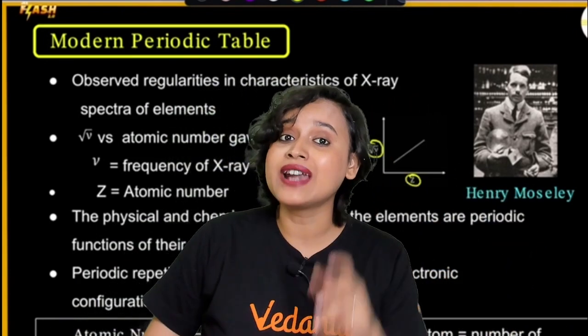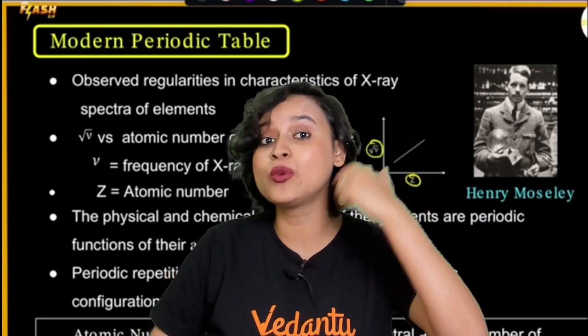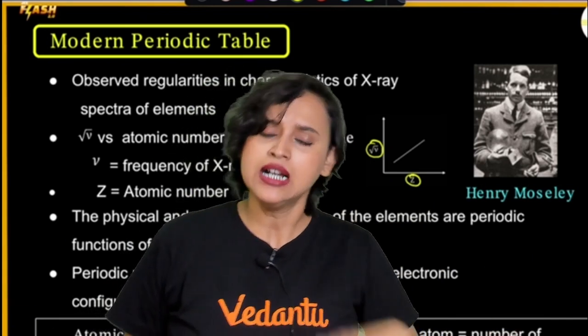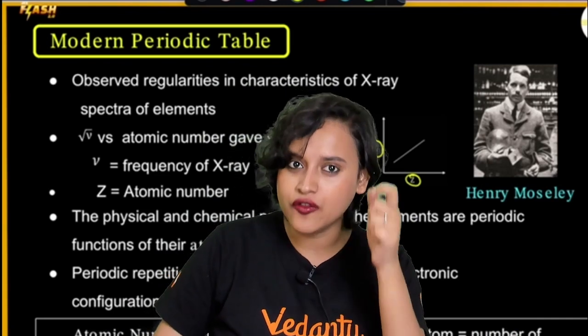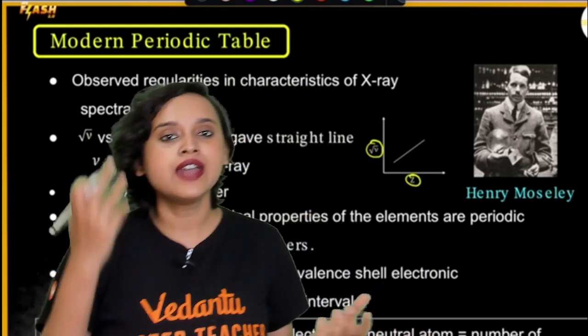And to make the matter more interesting, he plotted the same exact graph with also atomic weight. But at that time, he found a zigzag line. That means that atomic weight is not the picture changing factor. It is the atomic number, right? It is the atomic number.